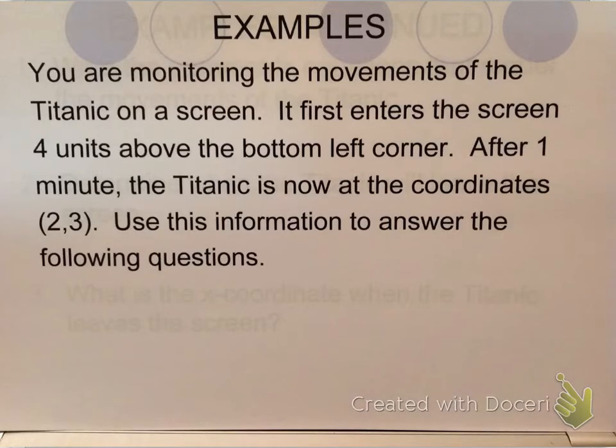Okay, so what that allows us to do is evaluate things like this. So we've got a radar screen, and the Titanic comes onto the radar screen, and it enters the radar screen 4 units above the bottom left corner. So what we've got is a rectangular radar screen, because it's the only way it would have a bottom left corner. And it first enters 4 units above that bottom left corner. So it first enters the radar screen at a position of 0, 4, and that's when we would start watching it. So that would be at time 0.